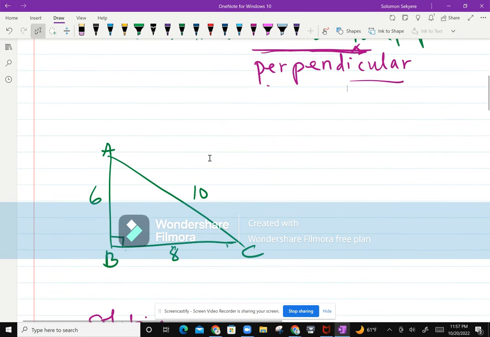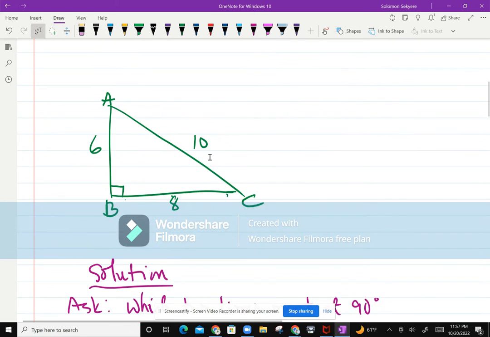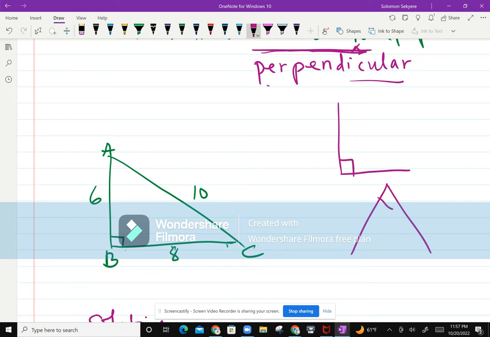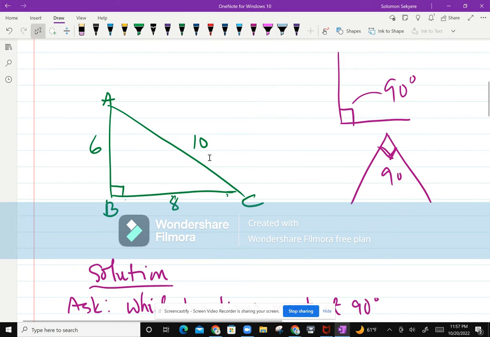So here, the first question is: calculate the area of this triangle. Okay, so first you look at the triangle ABC. Pay attention to this symbol, this sign here. See that? Whenever you see that between any two lines, it means they are perpendicular. It's 90 degrees.